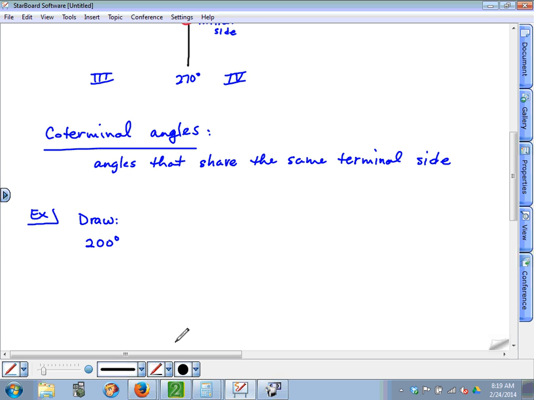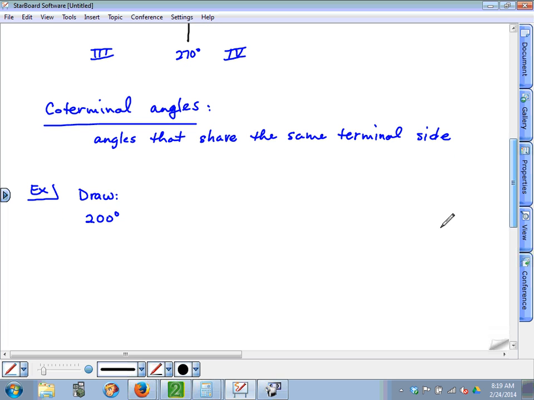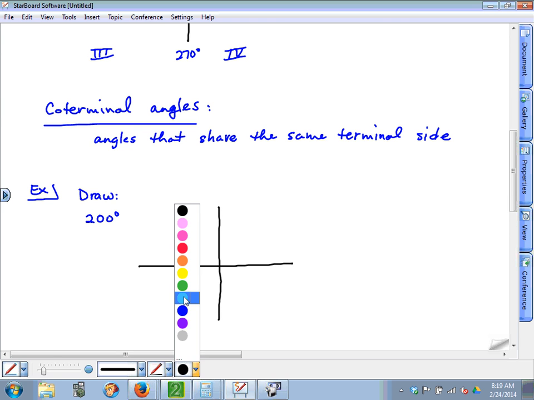200 degrees, is it closer to the x-axis or the y-axis? That's what you need to decide. Where is that angle? Third quadrant? Closer to x, maybe about right there? And you have to draw that arrow going that way to show that you've measured the angle going in the positive direction. So there's 200 degrees.